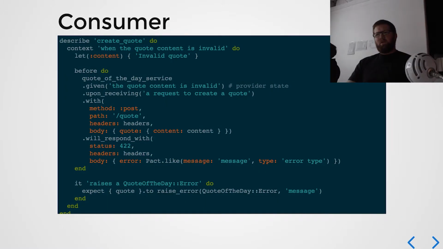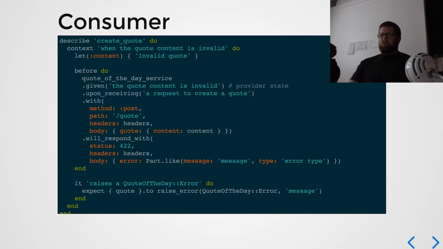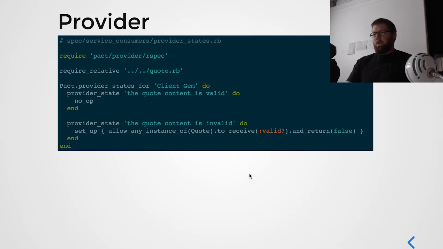I talked a little bit about the provider state, so I'm just going to show you guys how to set that up, because these two things are decoupled right now. When these tests run, all I have is a mock service. I'm not actually running this string, given the quote content is invalid and given the quote content is valid. It really doesn't mean much besides some string I just used to describe the state of the world. So what you do have to do in your provider is set up those states.